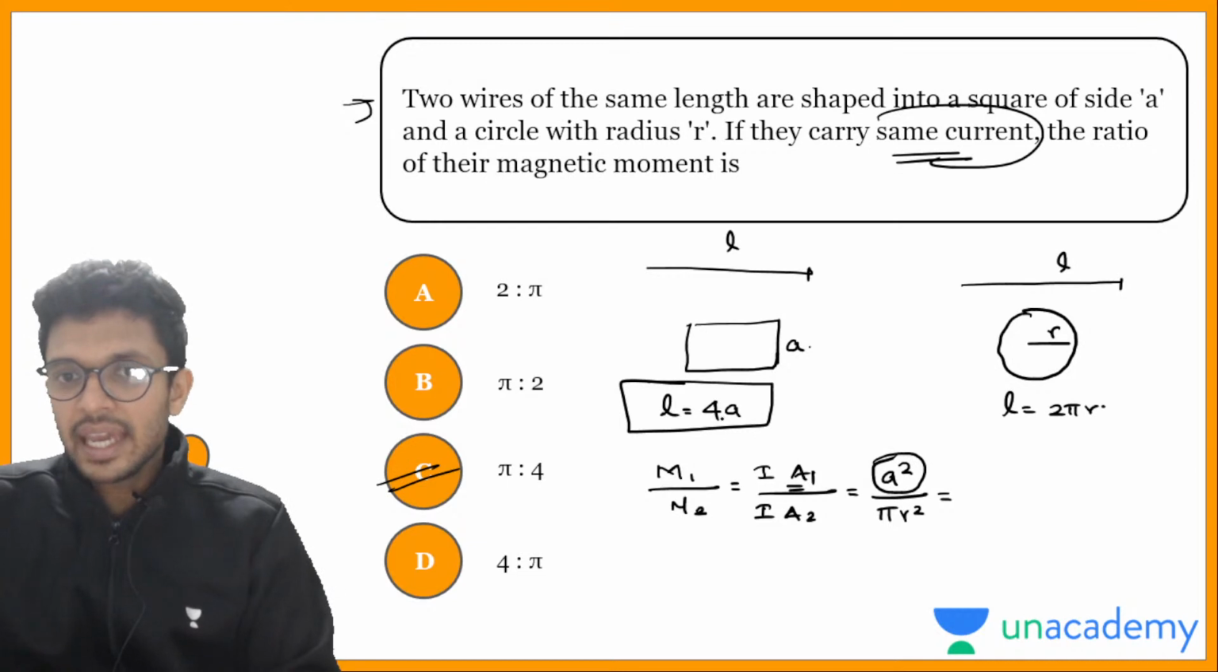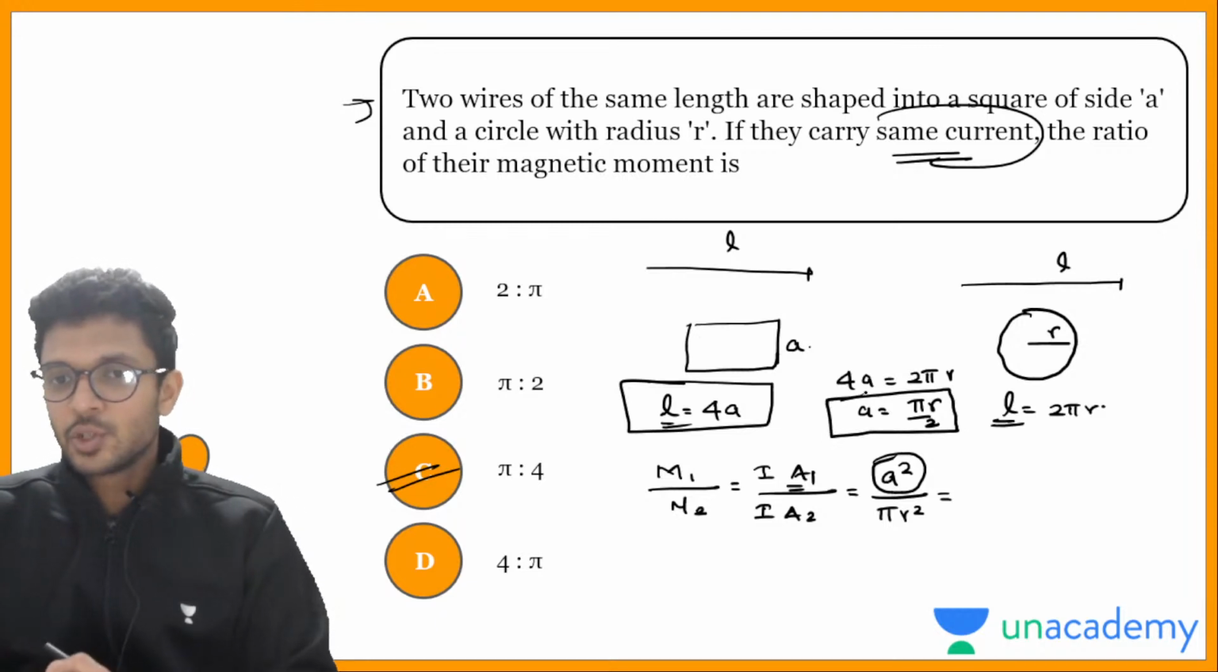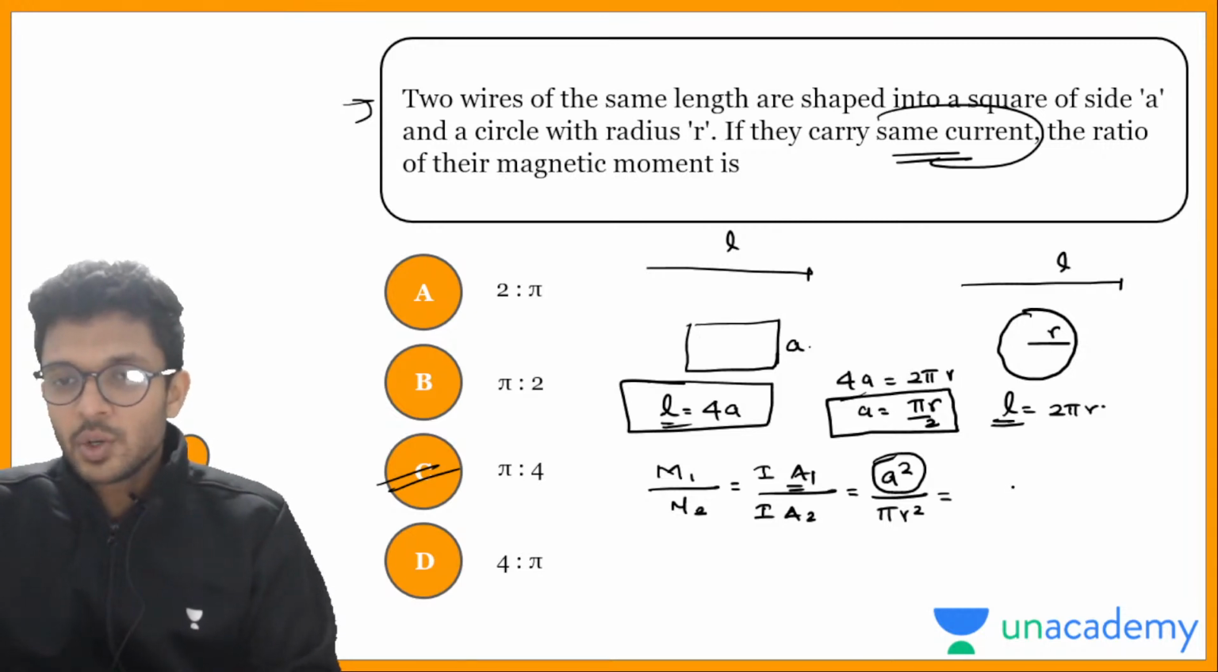See, L is equal to 4A, L is equal to 2 pi r. As left hand sides are equal, you can write 4A is equal to 2 pi r. So A is equal to pi r by 2. No problems, I suppose, right? 2 by 4 is 1 by 2 pi r. So A square will be equal to, look, we have 1 by pi r square.